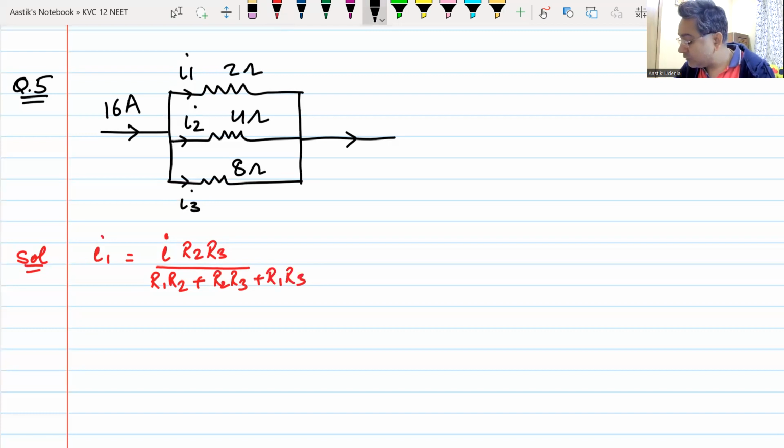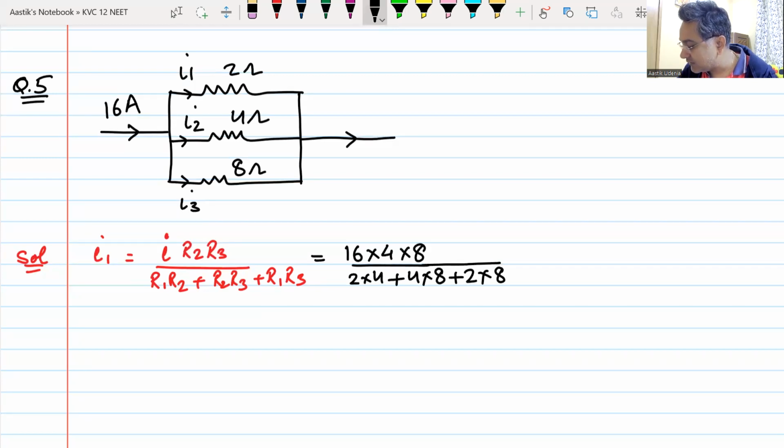On this line, if you find out the value of I1, it will be equal to 16 into the other 2 branches. Other 2 branches are 4 and 8, divided by 2 into 4 plus 4 into 8 plus 2 into 8. Do we understand this? How I got this? You have to look for what I call symmetry. Now, on similar lines, can anyone tell me what will be the value of I2?